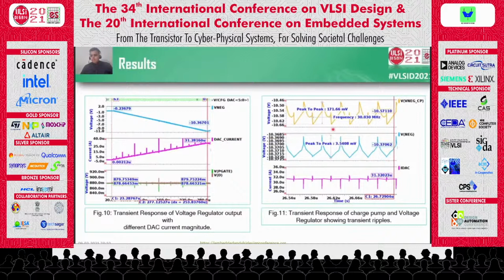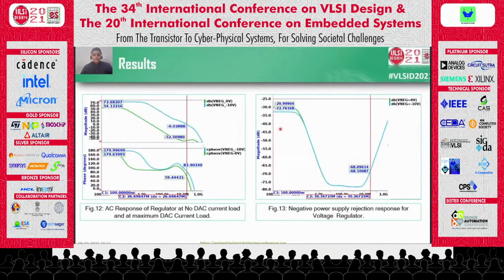In this curve, we are showing how our regulator improves the ripple voltage. The charge pump gives us a ripple of 171.66 millivolt peak to peak, and the output of VNAG is only 3.5 millivolt for a current load of 31 microampere.